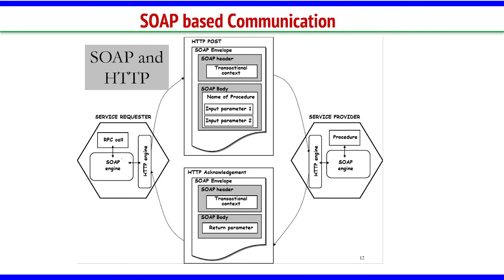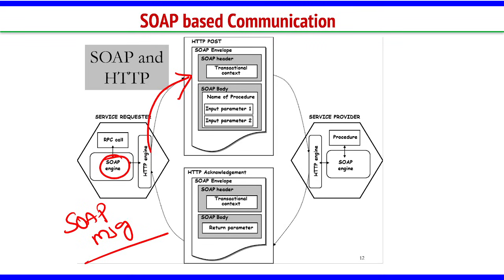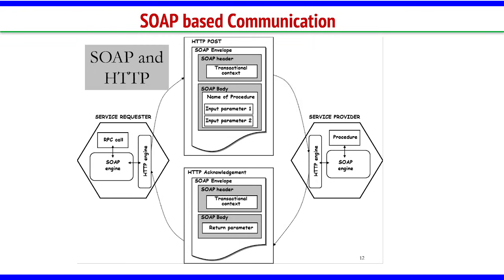So, what do we do? We give that RPC call to a SOAP engine. The SOAP engine takes that RPC call and converts it into a SOAP message. Then that SOAP message is sent to the web service using HTTP. So, the HTTP post method takes that request, right. That request contains the SOAP message. You see, envelope, header, body, everything is there in that HTTP post method. So, the HTTP post method is carrying that whole SOAP message and giving it to the service provider.